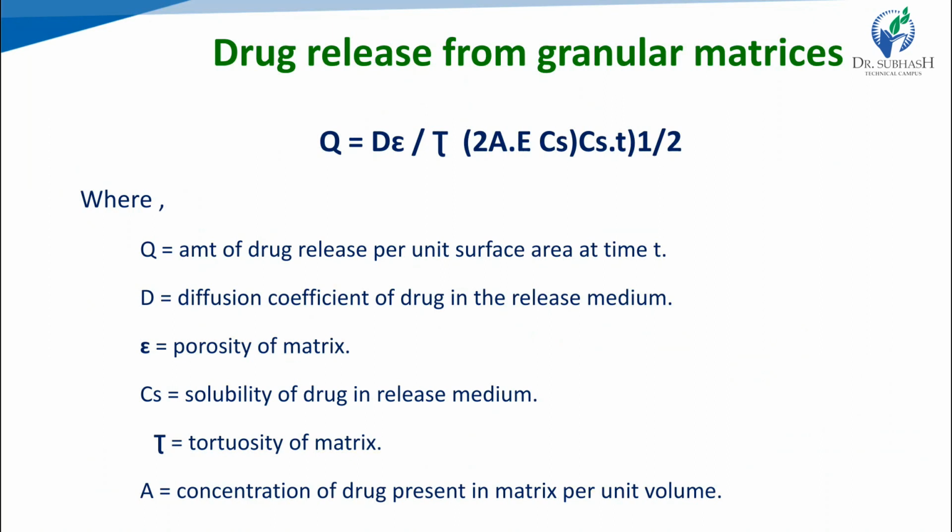Further, to go for the modification in the Higuchi equations, we have to add the granular matrix. So the equation goes for the modifications. In that equation we have to add the porosity and the tortuosity, that we have to count. So here Q is the amount of drug released per unit surface area at the time. D is the diffusion coefficient of the drug in the release medium. Epsilon is the porosity of the matrix. CS represents the steady state or the solubility of the drug in the release medium. T is the tortuosity, and A represents the concentration of drug present in the matrix per unit volume. So that is the equation for the Higuchi model.